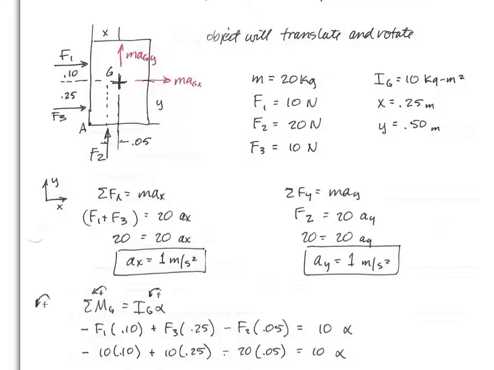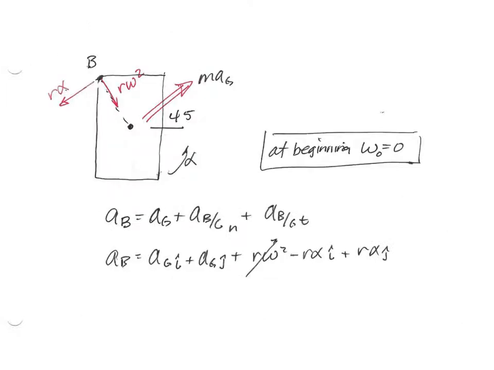So the next thing we might want to look at, though, is what might be the acceleration of some other point. And so I'm going to define this point right up here as point B, and I'm going to go to the next page. All right, so point B is right there, and the angular acceleration goes in this direction, and the acceleration of G goes in this direction. Remember it's got a 1 meter per second squared x acceleration, a 1 meter per second squared y acceleration, so you can see that the acceleration of G is going up at a 45-degree angle.